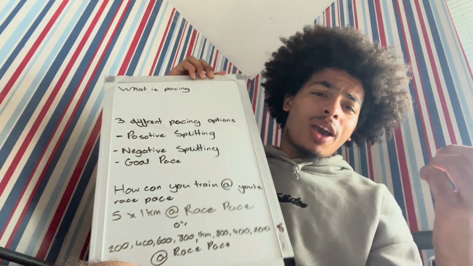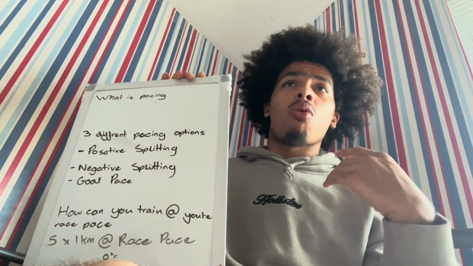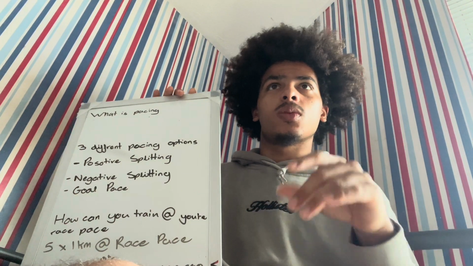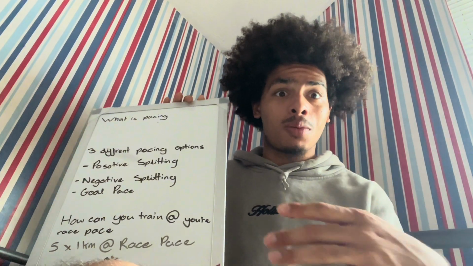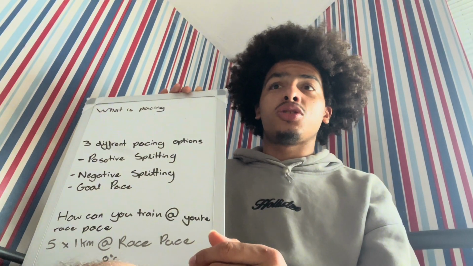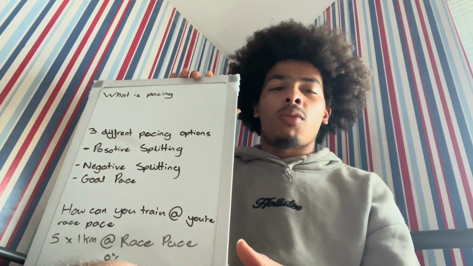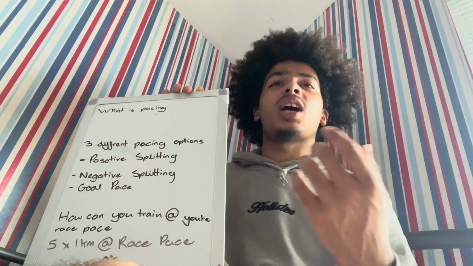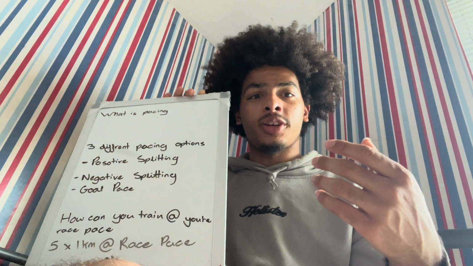So, what is pacing? Pacing is simply a way to run per kilometre, and I bet Darren's watching this, or per mile. So, for example, if you're doing a long run, your long run might be 6 minute per Ks or 10-minute miles, and this helps you control yourself whilst you're running.